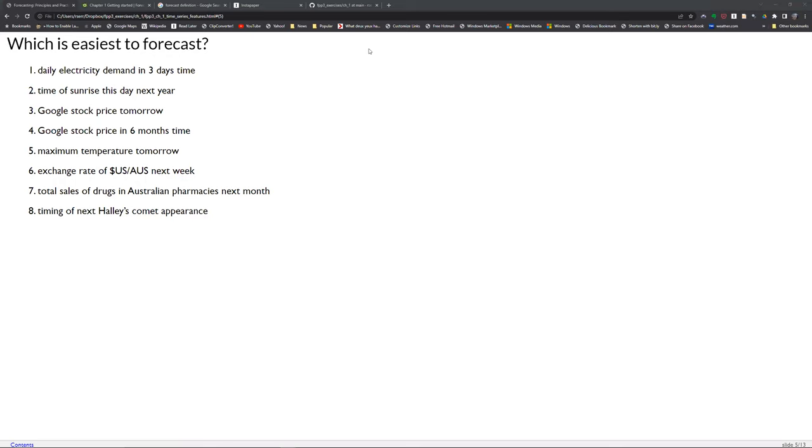I think the way the temperature behaves, it's pretty straightforward to forecast something like that. Okay, so you said the maximum temperature tomorrow, the fifth event, is basically for you the easiest, right? Yeah, for me that's the easiest. And then you chose the second one? Yeah, the time of sunrise, let's say, this day next year. Okay, excellent.